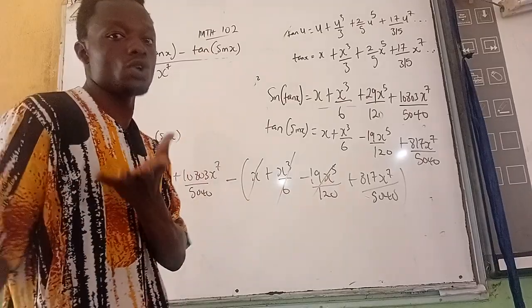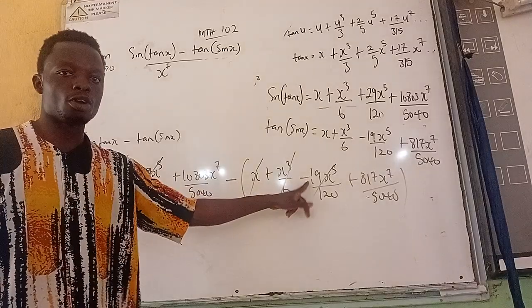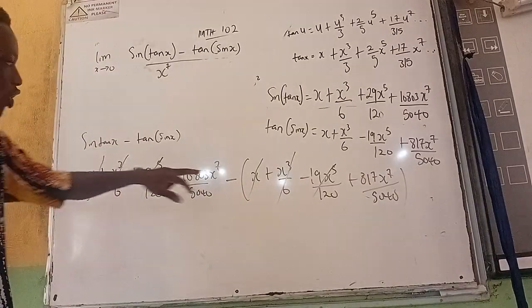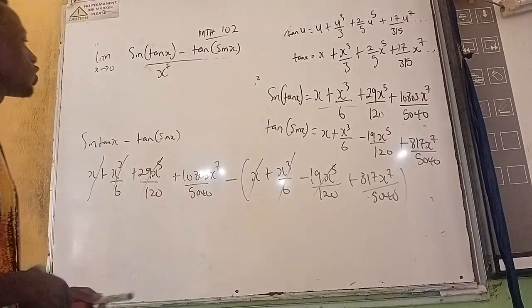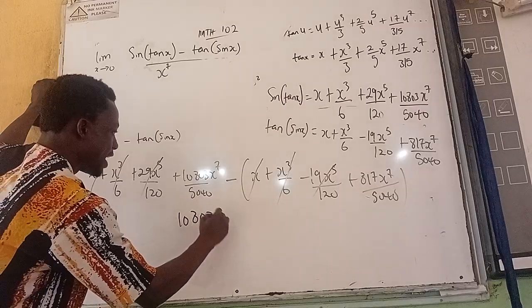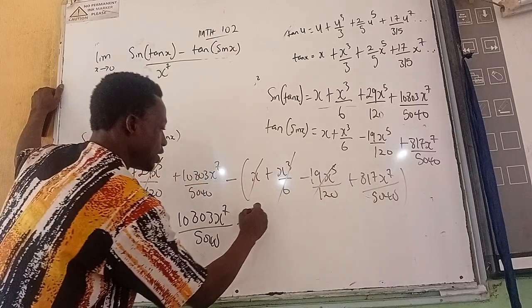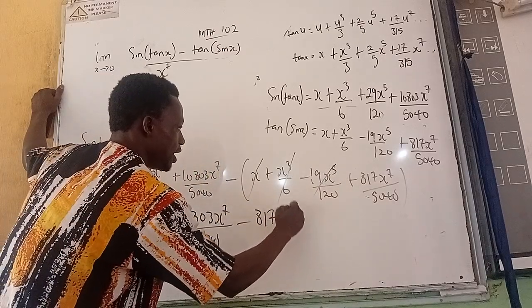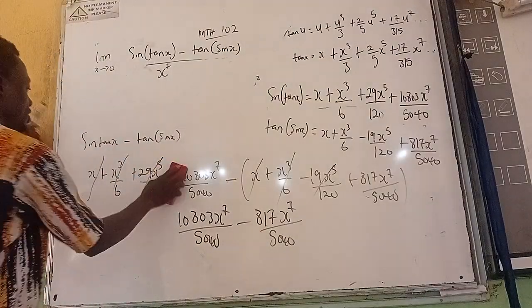No, I'm using my head, no calculator. And this should be either minus. No, minus times minus is plus, so they will cancel out. Or this should be plus here. Don't forget that. So they will also cancel out. So what will be left there is 10803 x7 over 540 minus 817 x7 over 540. That's what should be left.